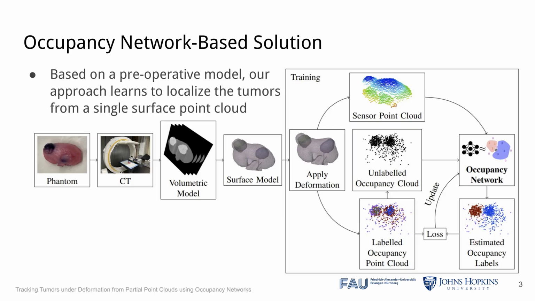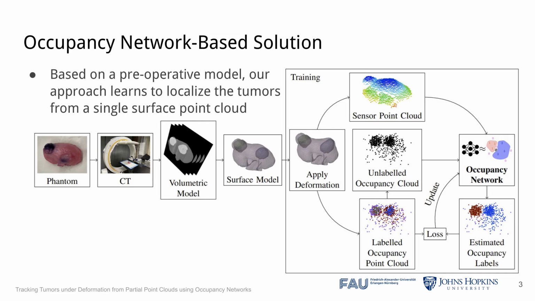These occupancy networks can learn the shape of 3D objects conditioned on some input, for example, a surface point cloud. We use this ability to learn the shape of deforming kidneys given a single-view surface point cloud observation. In this diagram, we show a hydrogel phantom with 2 embedded tumors. Using a CT image of the phantom, we extract triangle surface models. We then apply random deformations to the surface model and obtain a single-view surface point cloud using a virtual camera.